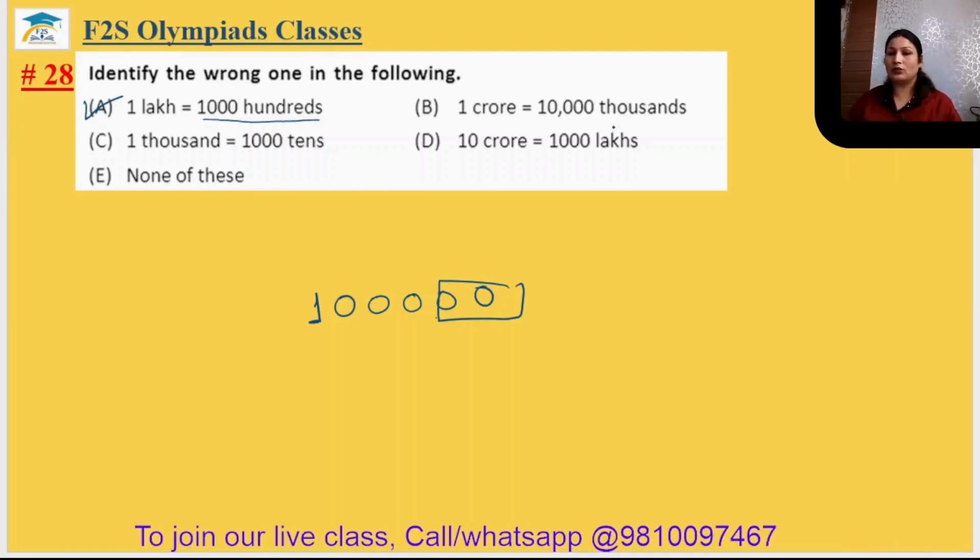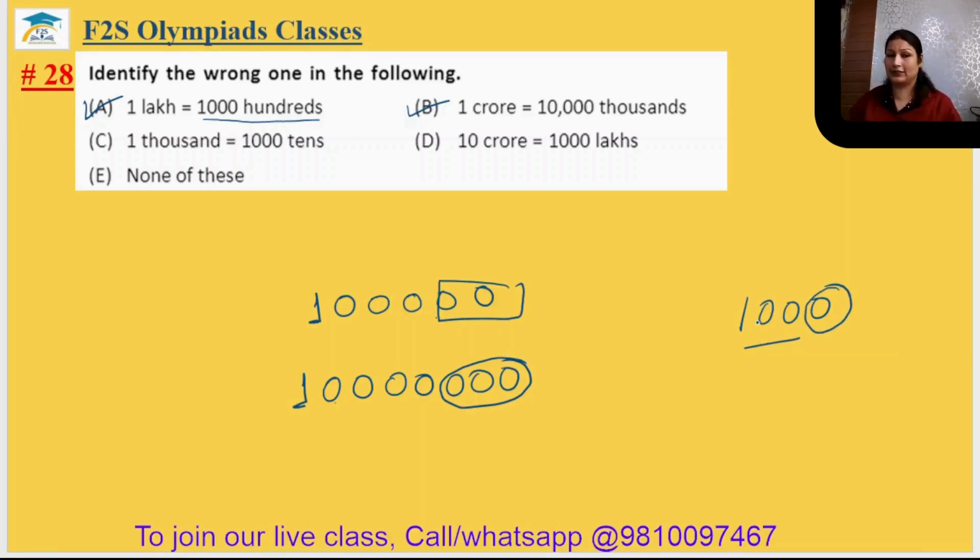Okay. 1 crore equal to 10,000 thousands. So write first 1 crore: 1, tens, 100, 1,000, 10,000, lakh, 10 lakh, 1 crore. Now for removing thousands, remove 3 zeros. Now it is 10,000s. It is correct. Now 1,000 equal to 100 tens. Write 1,000: 1, tens, 100, 1,000, and remove 1 zero. So it is 100 tens. It is 100 tens. Option C is wrong.